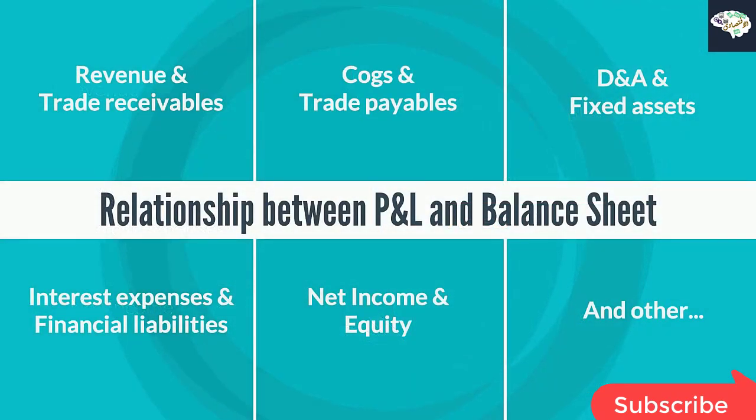There are several relationships between the income statement and the balance sheet: revenues and trade receivables, COGS and trade payables, D&A and fixed assets, interest expenses and financial liabilities, net income and equity, and the list goes on.